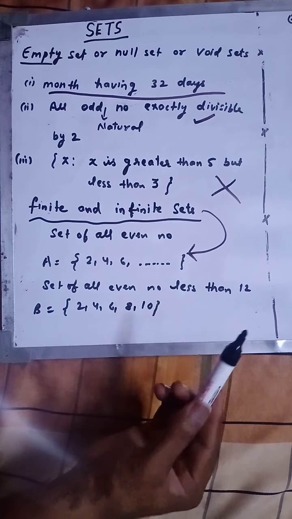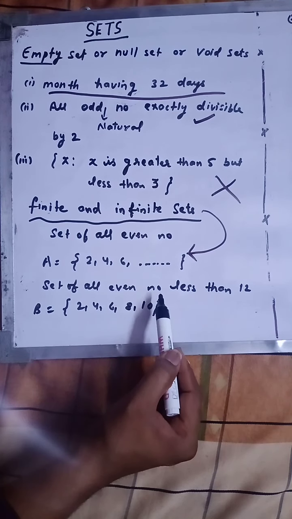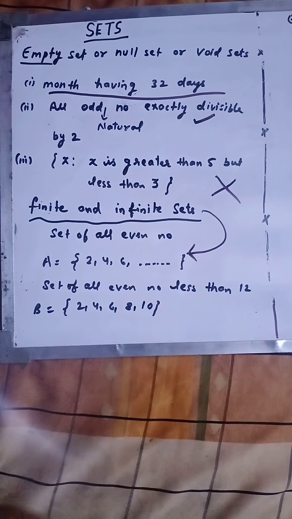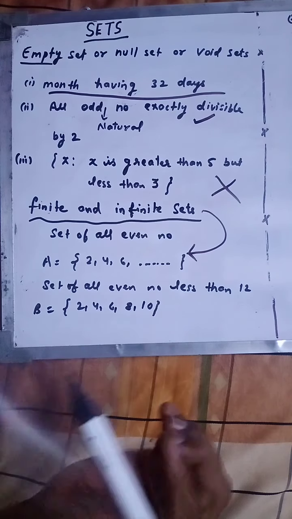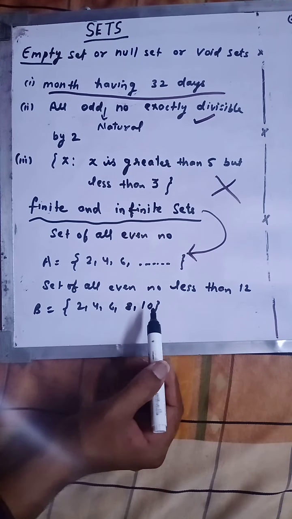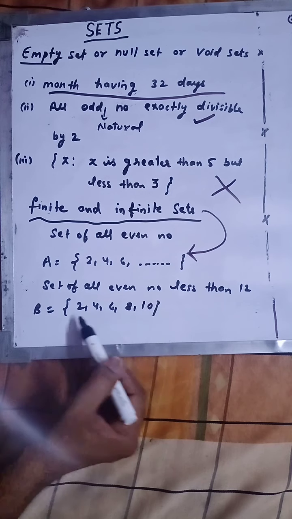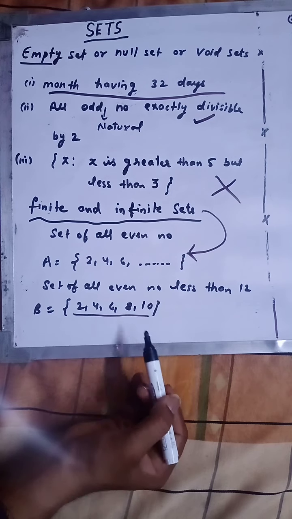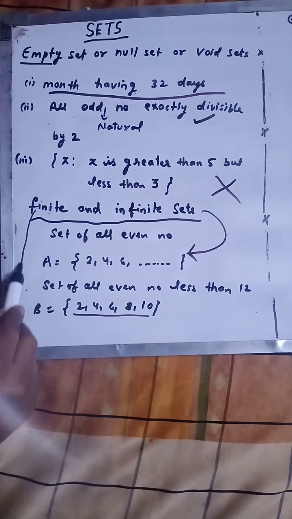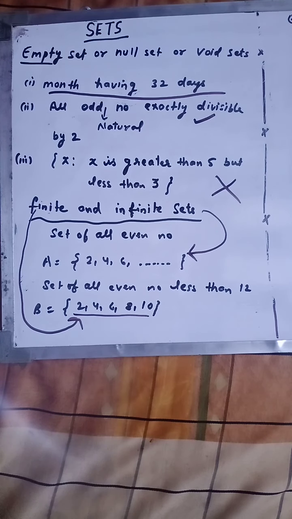Now for a finite set, here I am writing the set of all even numbers less than 12. Here we are giving an instruction, a limit. Less than 12, that means it would be 2, 4, 6, 8, 10. Here we have only 5 elements, so it is finite. It is known as a finite set. So this is the difference between finite and infinite sets.